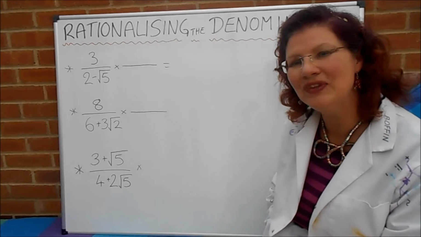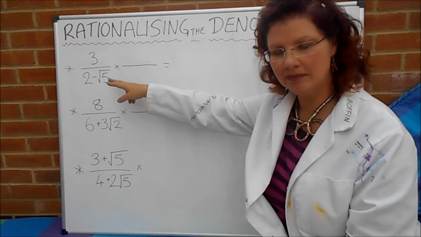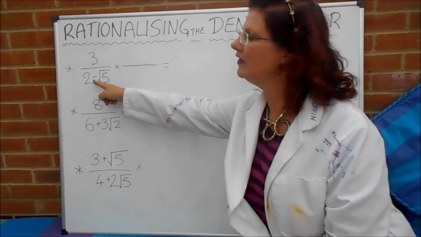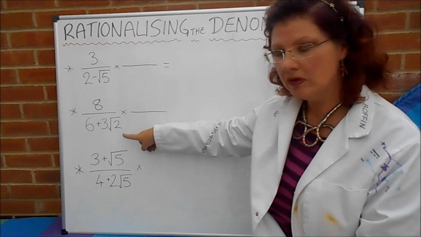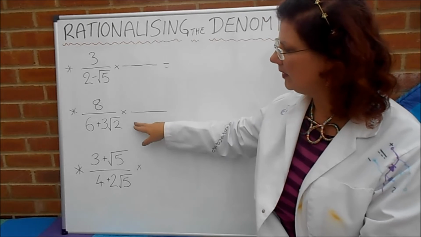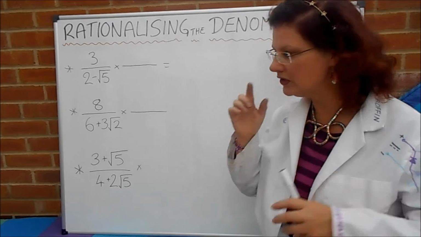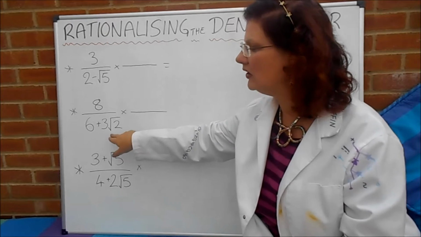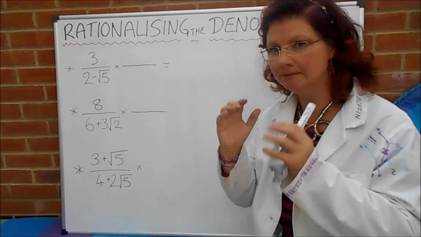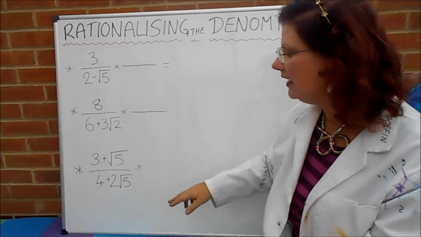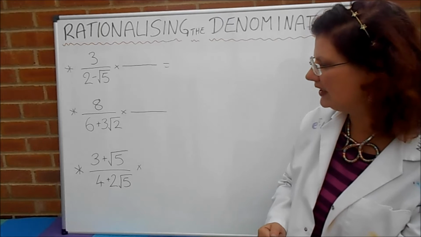Right, back again. Here are some for you to try. First of all, we've got quite a simple one here with just a 3 on the top and a not too bad denominator. Note that's a minus there, so make sure you get the right sign here. Here we've got a slightly more complicated denominator, but it's no problem. Just treat it exactly the same. Remember, when you do, you're multiplying out all the terms separately. So you're going to square that, and you're going to square the whole of that, 3 root 2 squared. Okay? And then on here, we've got a complicated denominator and a complicated numerator on this one.